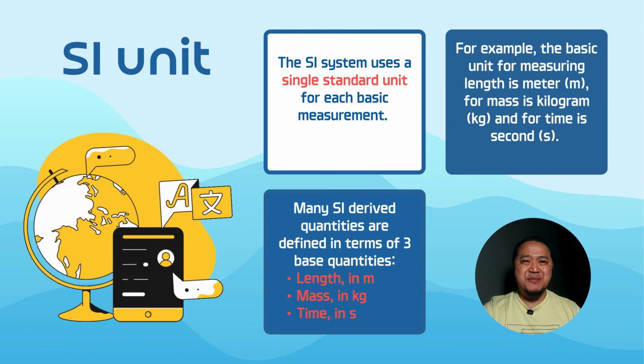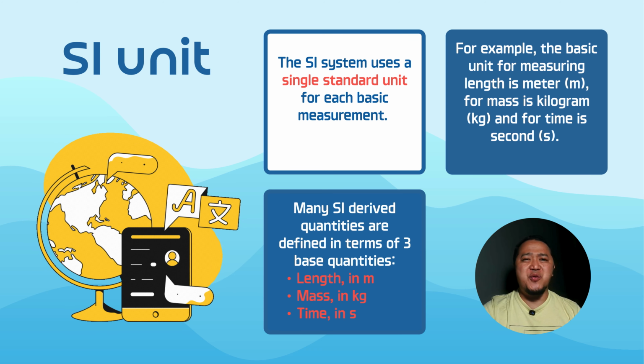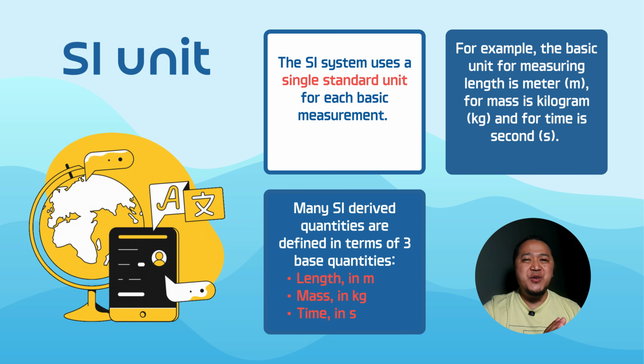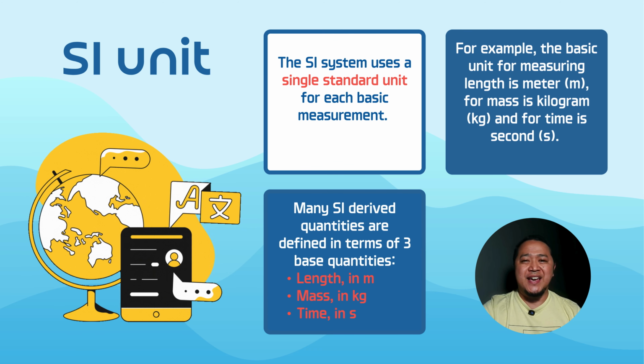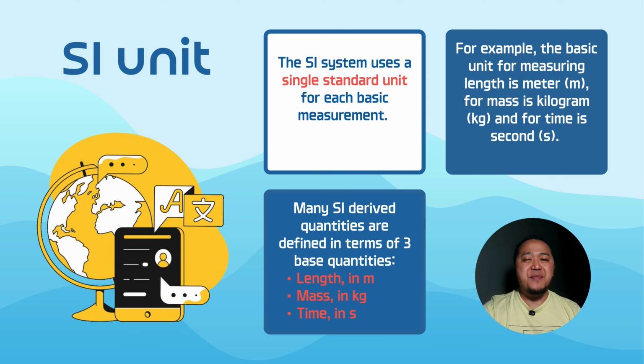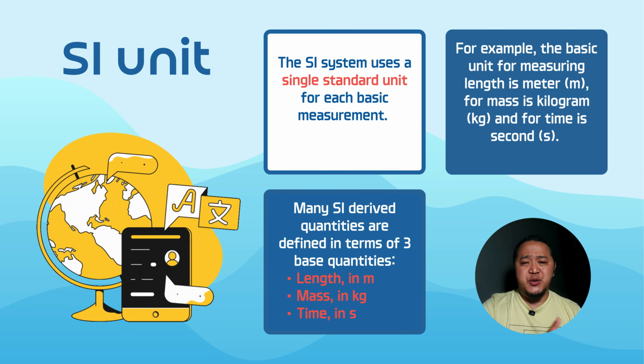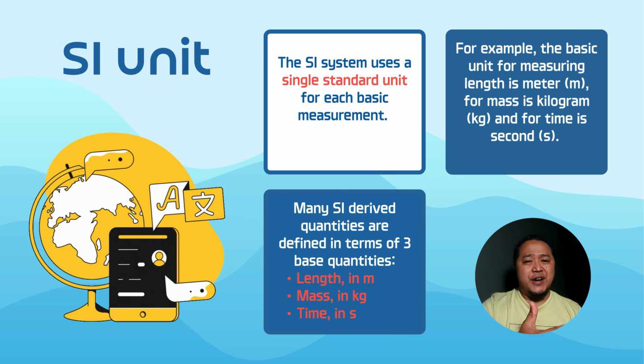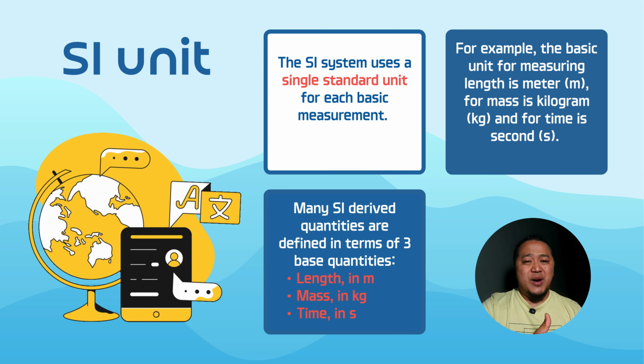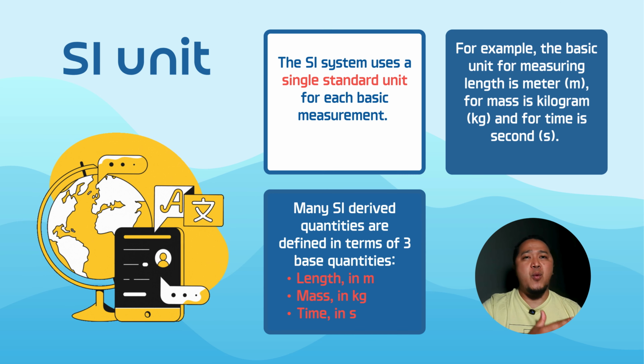The SI system is a standard system used around the world. It uses only one unit for each basic quantity. This helps us avoid confusion in measurement. Many SI derived units come from these three base units: meter, kilogram, and second. That's why it's important to understand them well.